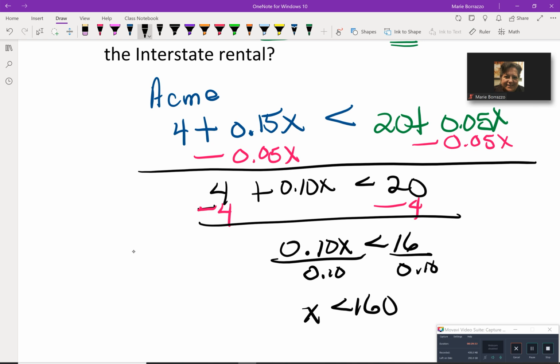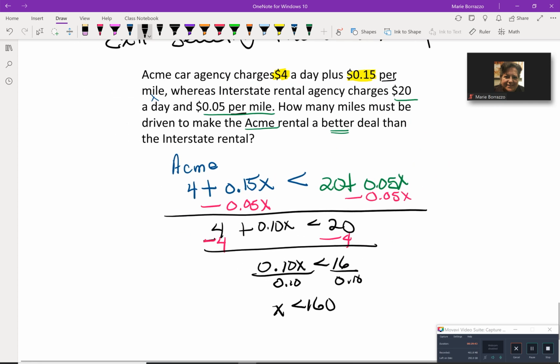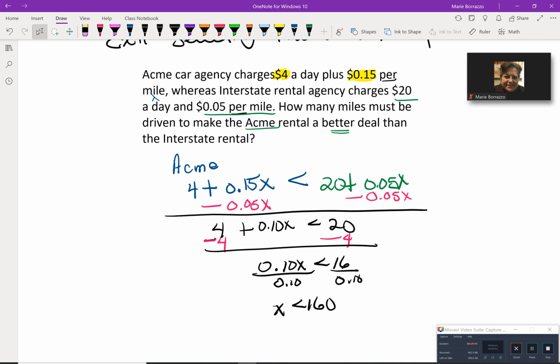So it means that in this case, driving fewer than 160 miles, that's the interpretation of the question. Again, you have to go back to the context of the question. So the idea is if you drive less than 160 miles, this is a better deal.